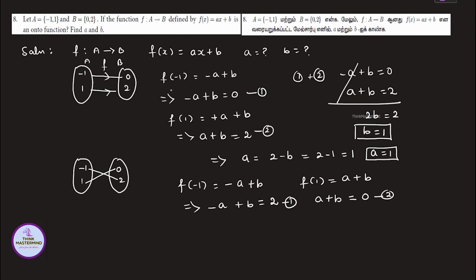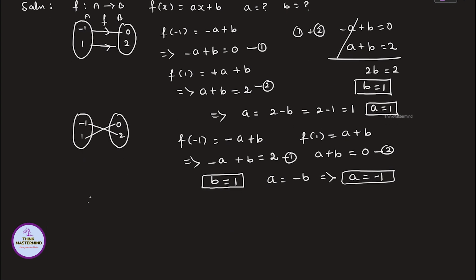This equation is 2, this is 1. Solving 1 and 2, again you get b is equal to 1. Substituting b is equal to 1 in any one of the equations, we get a is equal to minus b, that implies a is equal to minus 1. So we have to discuss two cases. Therefore, a is equal to plus 1 if b is equal to 1, and also a is equal to minus 1 if b is equal to 1.